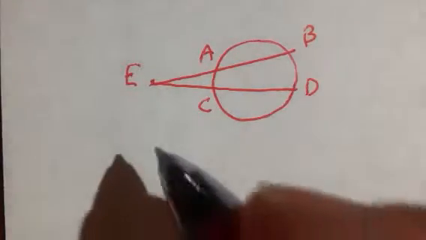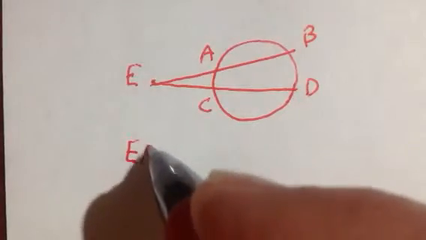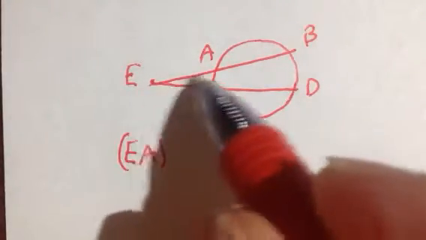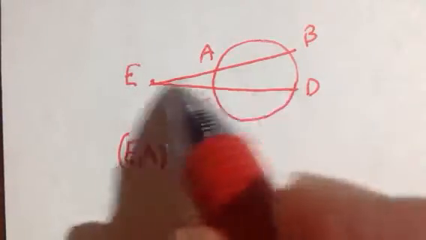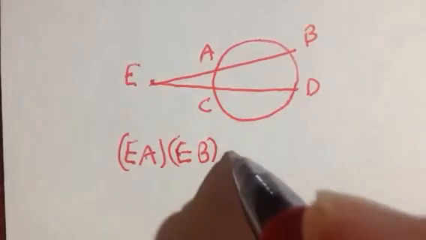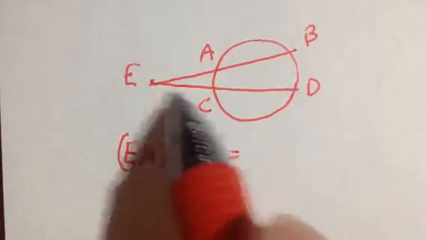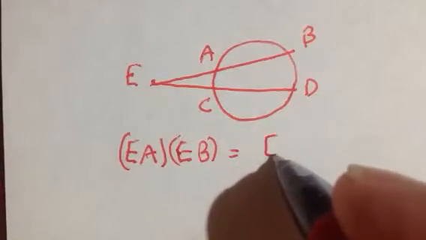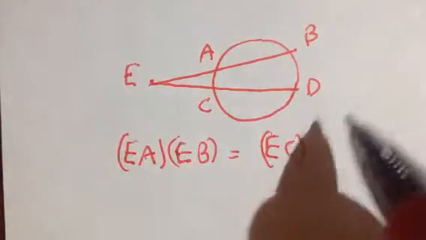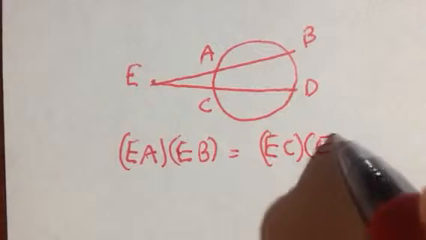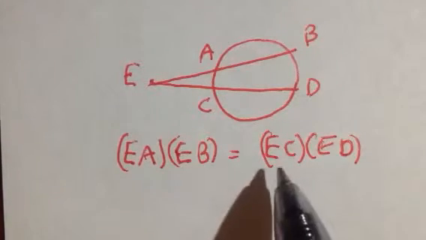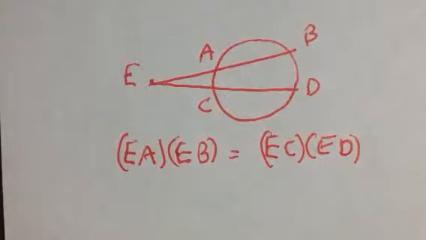Then the theorem states the measure of EA, which is the external part of one of the secants, times the entire secant segment EB, is equal to EC, which is the external part of the other secant, times that entire secant segment ED. So in other words, AE times EB equals EC times ED.